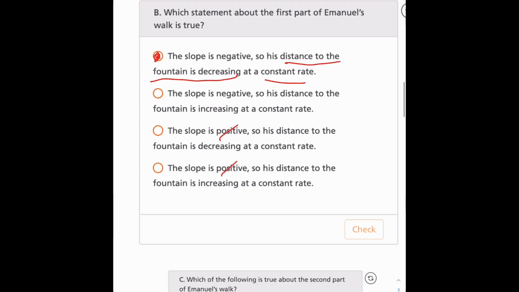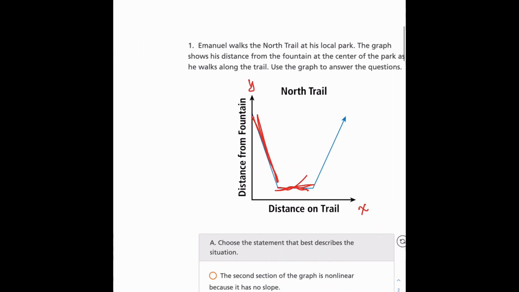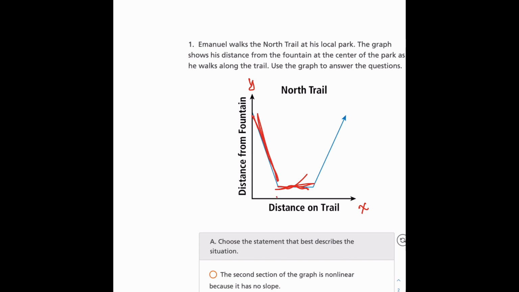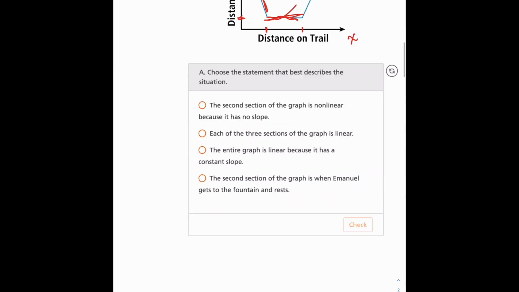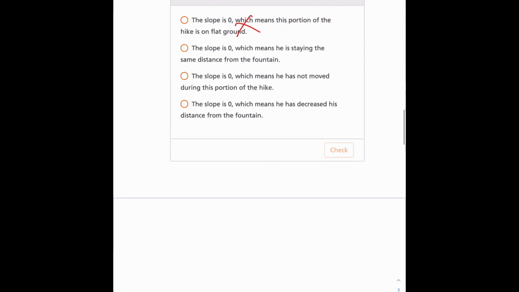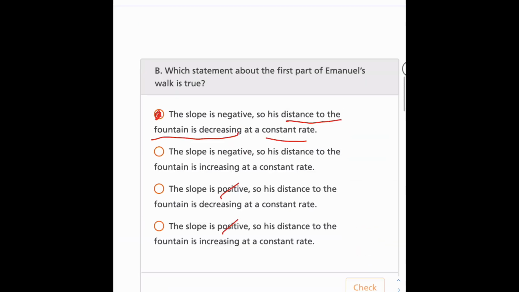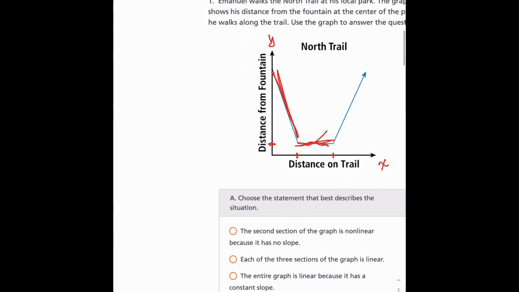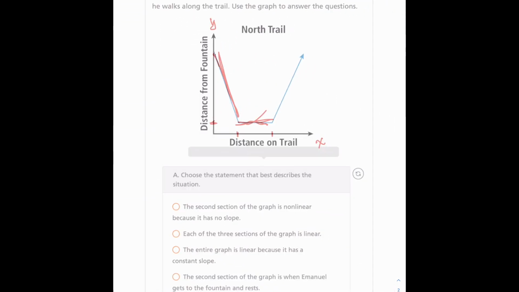Okay, let's take a look at that. So this is distance from the fountain, and from here to here, that distance from the fountain does not change. So that's actually true. Let's check the other two. The slope is 0, which means he has not moved during this portion of the hike. Well, that's not true. He moved from this distance on the trail.